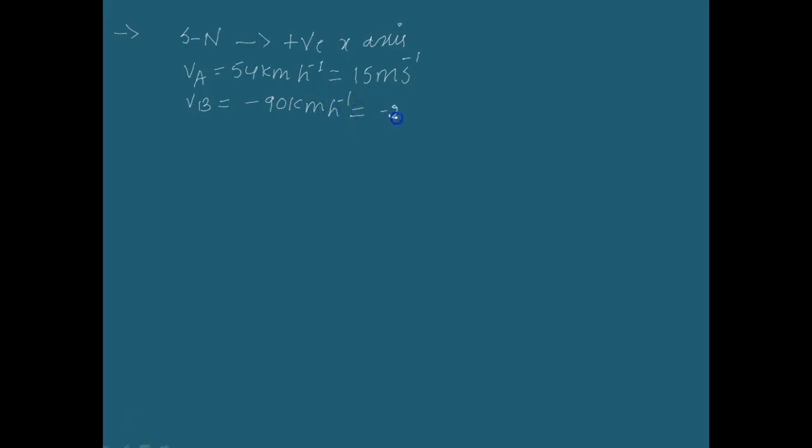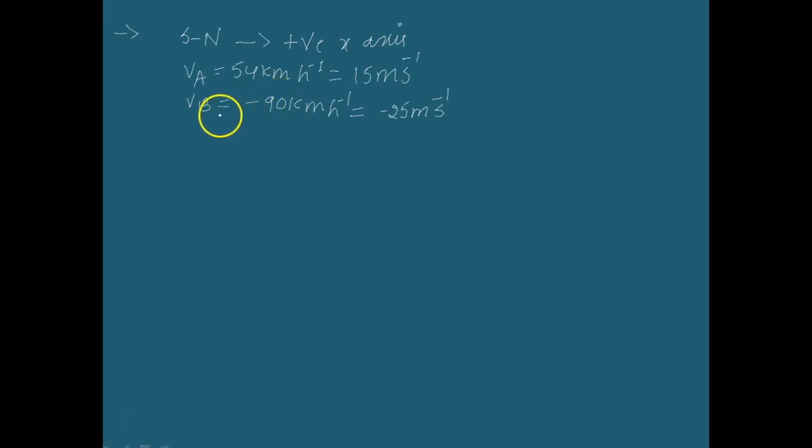Choose the positive direction of x-axis to be from south to north. From south to north, let us take it as positive x-axis. Then VA is given by 54 km per hour. If you convert it into meter per second, then it will become 15 meter per second, and VB is given by minus 90 kilometer per hour, that is nothing but minus 25 meter per second.